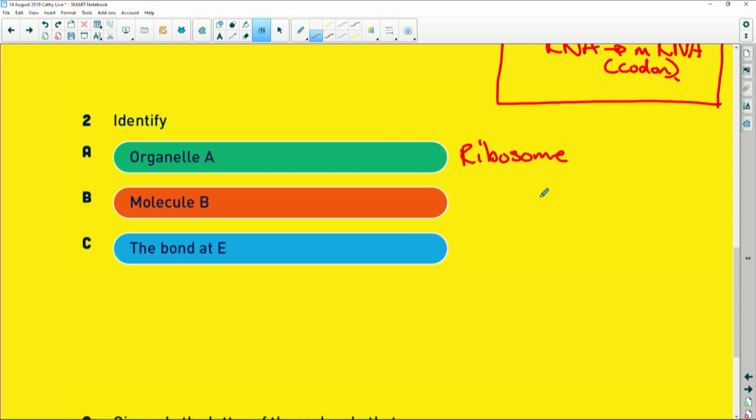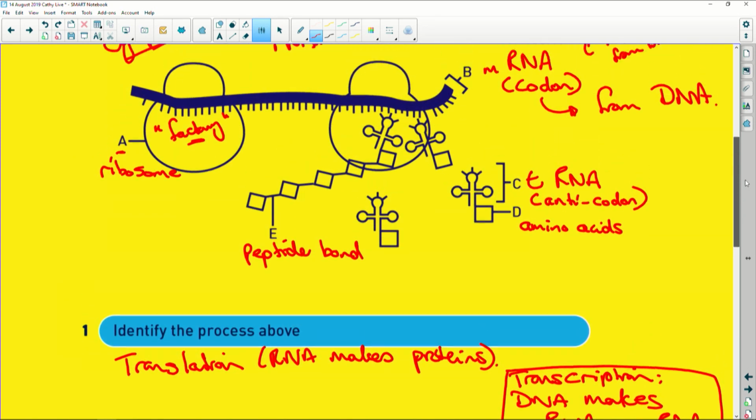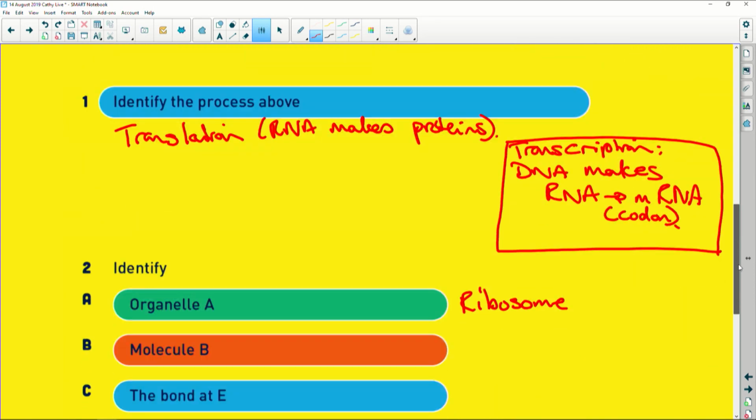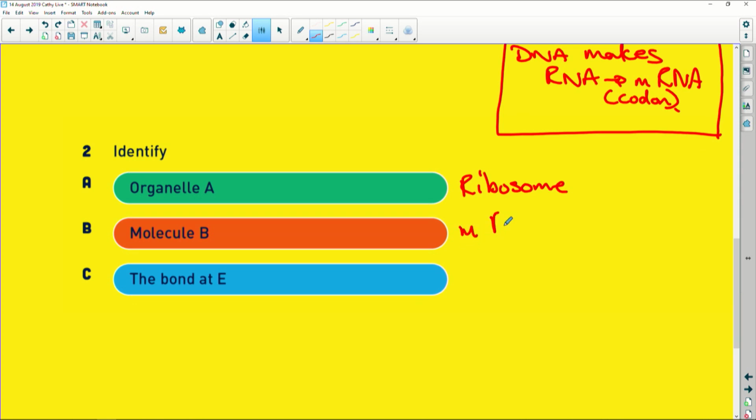That's our little factory. And molecule B is our messenger RNA. The reason the M is written with a little letter is because it's just telling you what this RNA is. Remember, we've got 3 types of RNA. We've got messenger RNA, which brings messages from the DNA to the ribosome. We've got transfer RNA, which, because of its shape, picks up specific amino acids. It will pick up the amino acid that it understands to pick up from the codon of the messenger RNA.